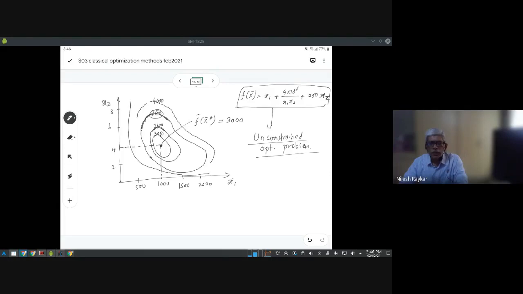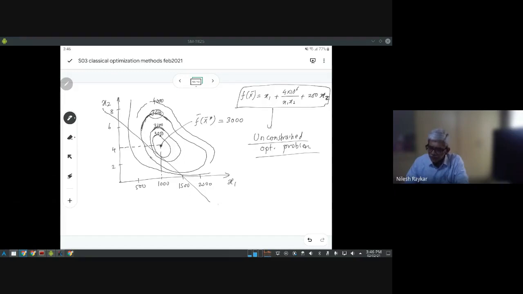No, that is not a constraint. In the sense, the function is singular at that particular point, but there is no constraint on this problem. The constraint could be something like your x1 and x2 must always lie on this particular line. So if that is the case, it is an equality constraint.